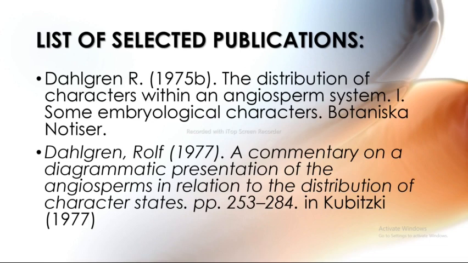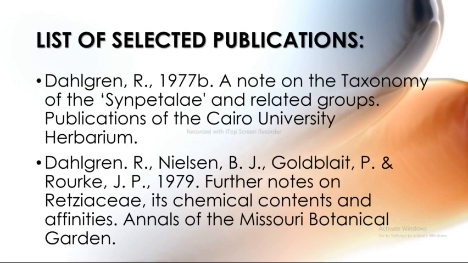And the next is the Dahlgren Rolf 1977, a commentary on a diagrammatic presentation of Angiosperms in relation to the distribution of character states, page number 253 to 284 in Kubitsky 1977. Next is the Dahlgren R 1977b, a note on the taxonomy of Synpatally and the related groups, publication of the Cairo University Herbarium.